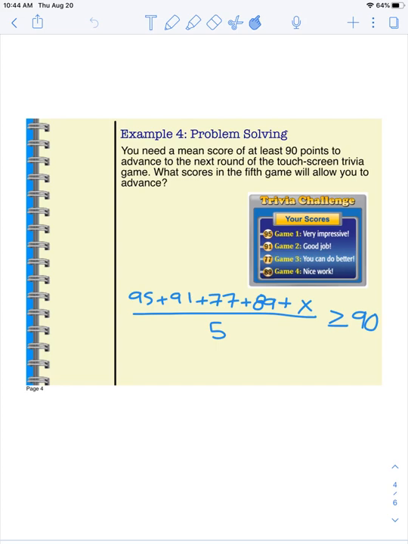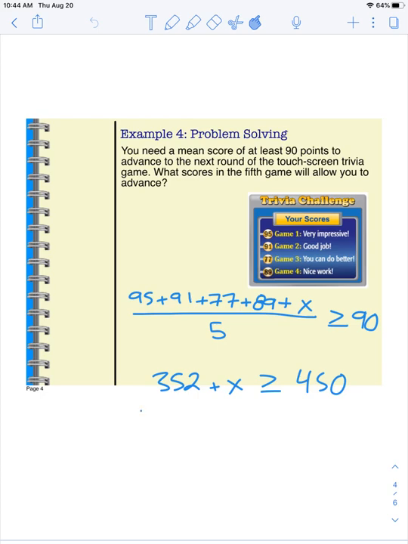That fraction bar acts as a grouping symbol, so I have to get rid of the 5 first. So I'm going to multiply both sides by 5. In the same step, I'm going to simplify 95 plus 91 plus 77 plus 89, which is 352. So I have 352 plus x, and now I multiplied both sides by 5, so now I have greater than or equal to 90 times 5, which is 450.